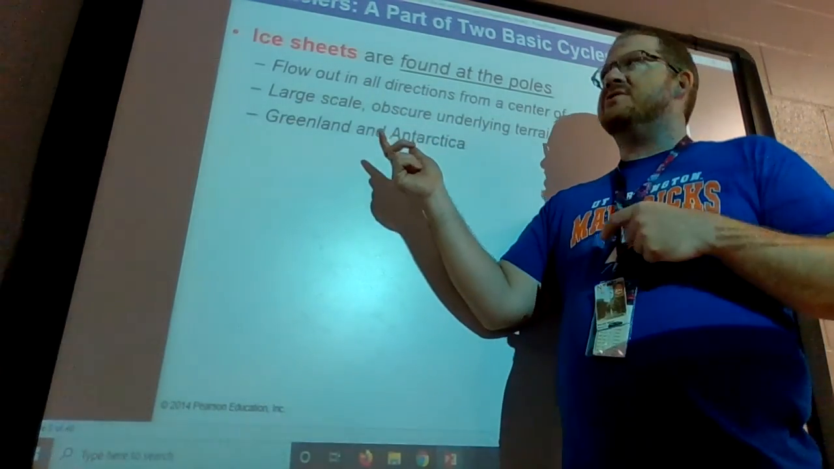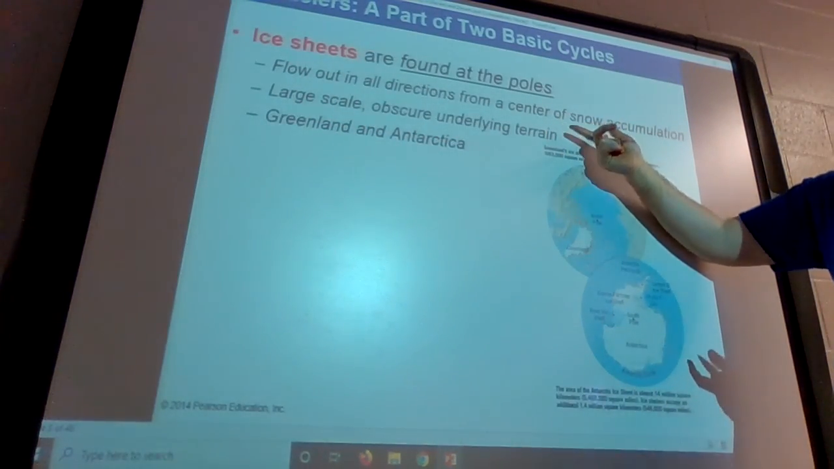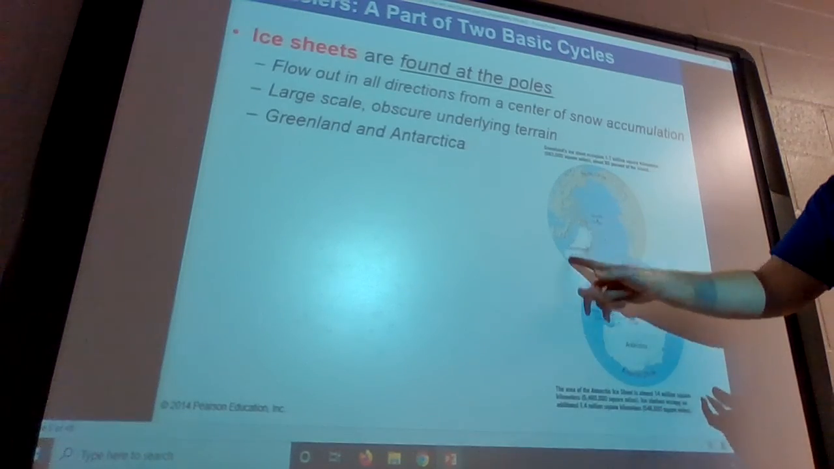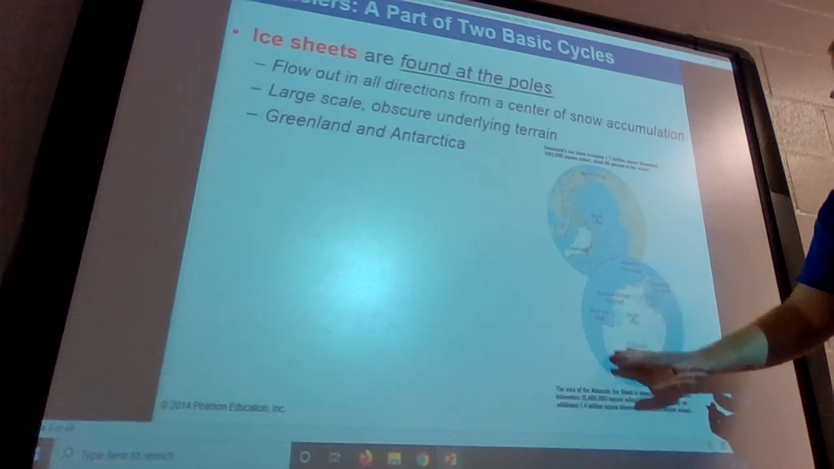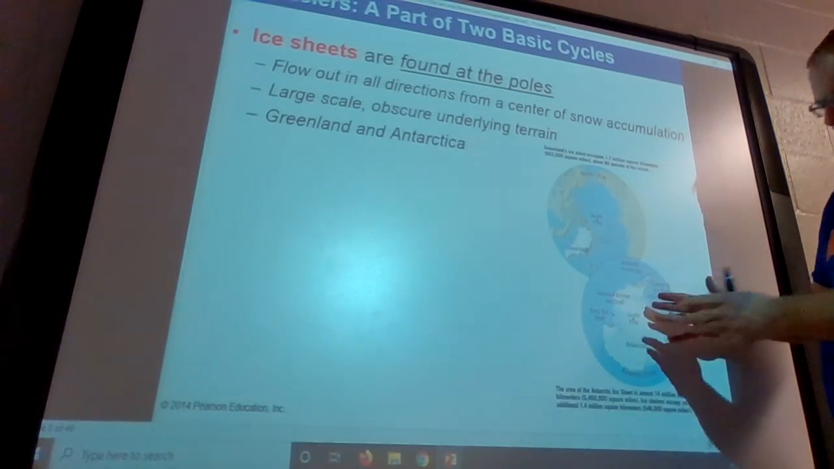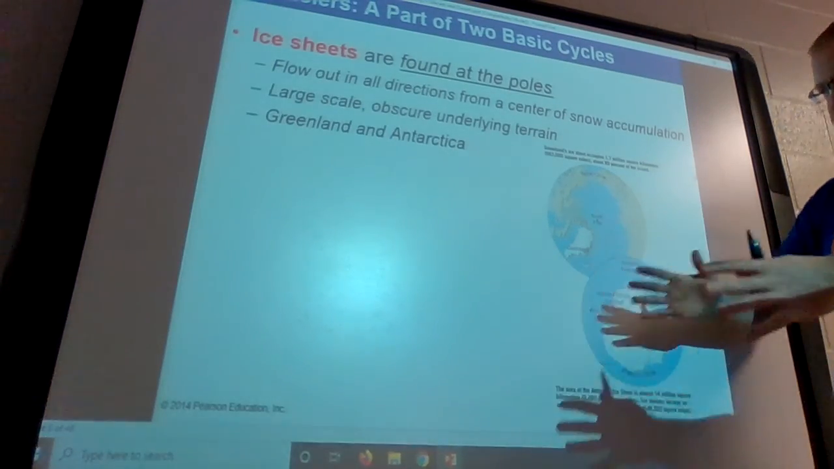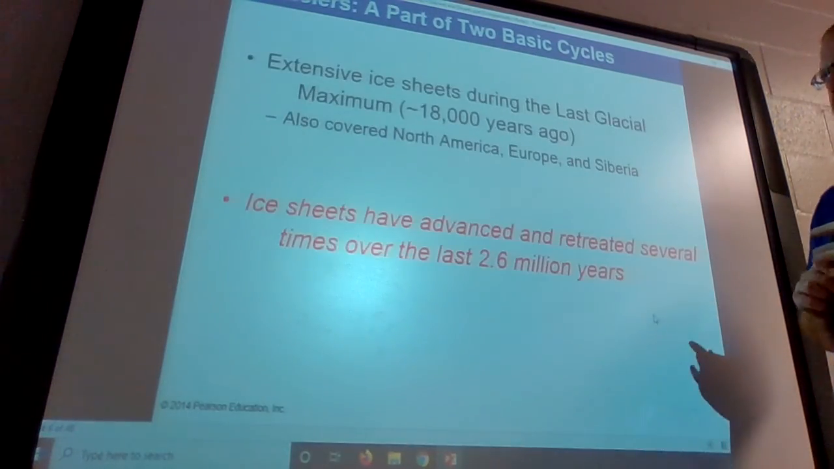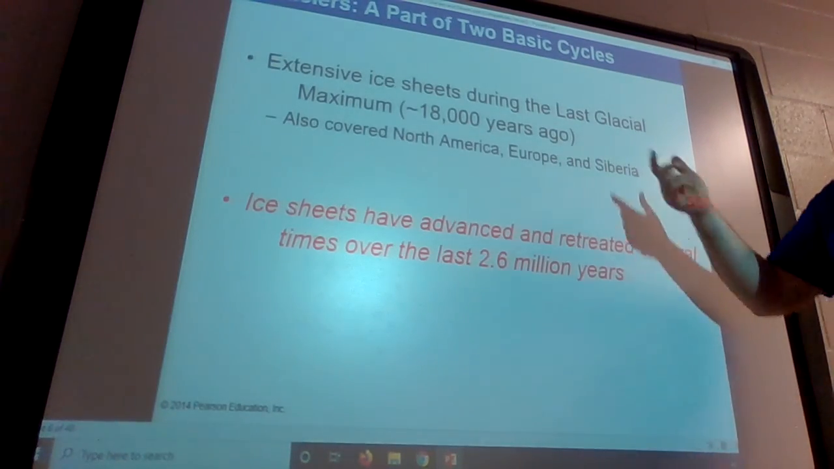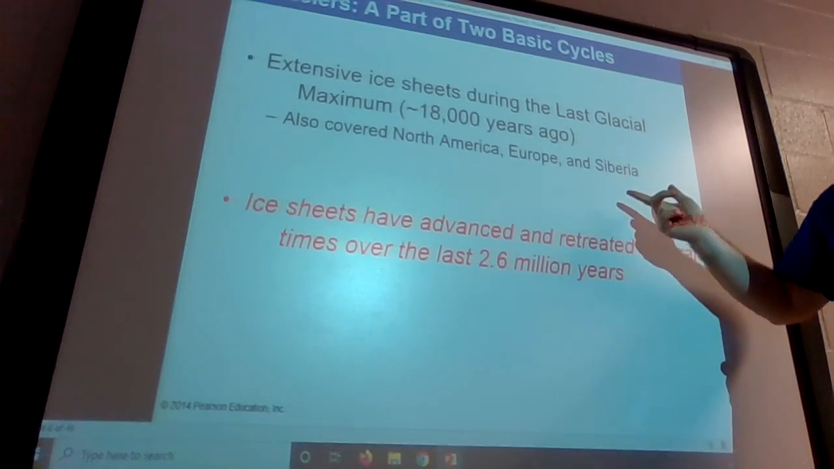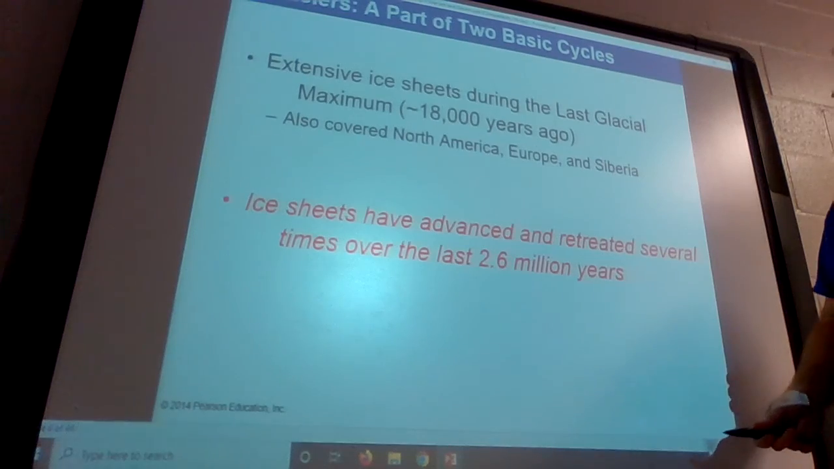The other type of glacier is an ice sheet. Ice sheets are found at the poles. They flow out in all directions from a center location. So if we're talking about Greenland or Antarctica, the snow and ice gets piled up on the continent, and the ice cap is really going to flow out in all directions. There's no one central direction that it ends up going. They talk about ice sheets that happened during the last glacial maximum. They covered North America, Europe, and Siberia. They don't actually give us an image.